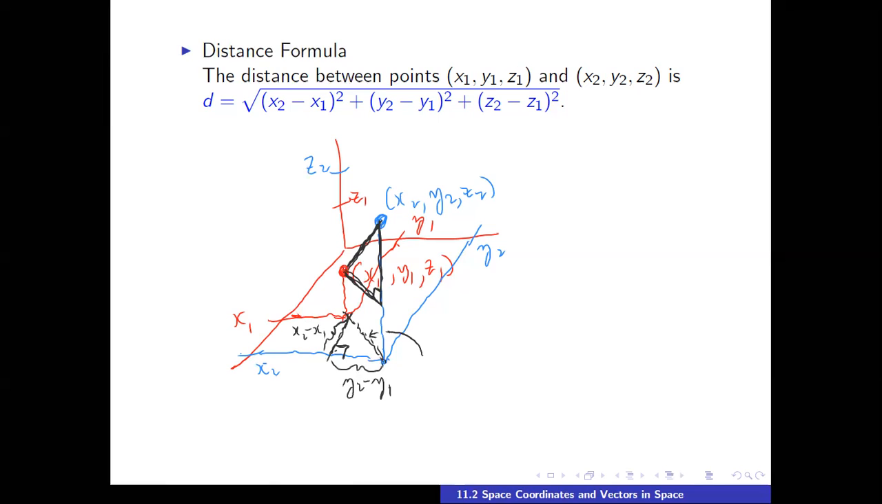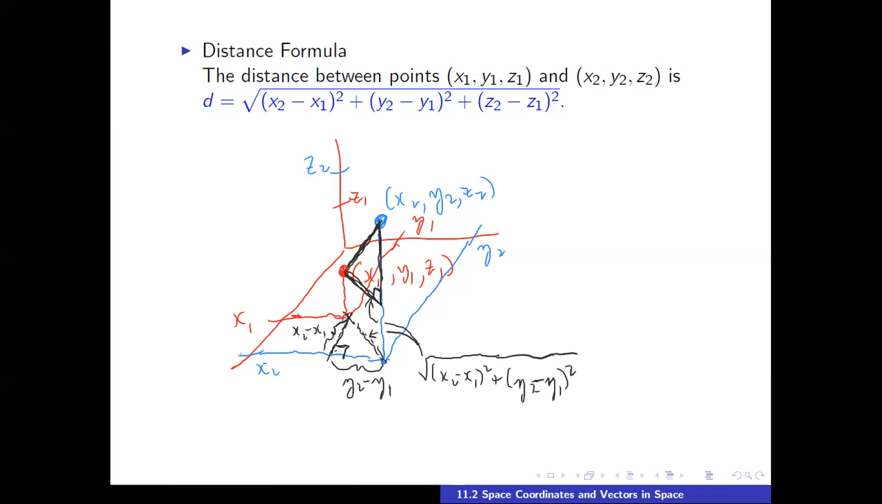The square root of x2 minus x1 squared plus y2 minus y1 squared. Do you see? Yeah? That would just be the Pythagorean theorem. And by the way, that's the same thing as this. Okay, those are the exact same distance.